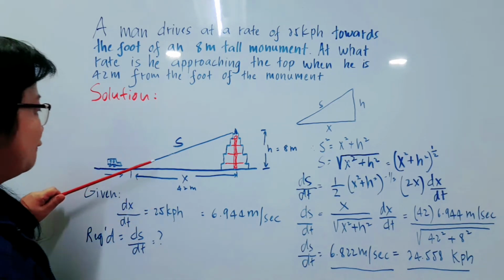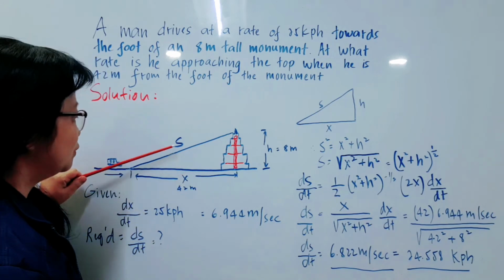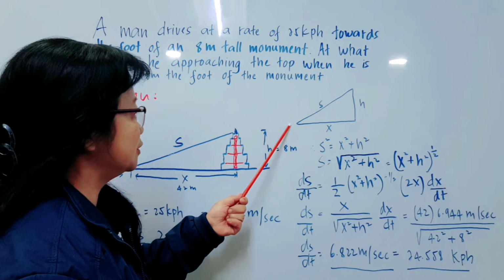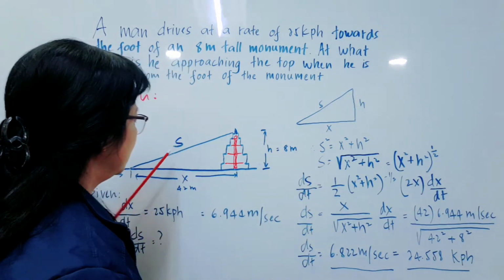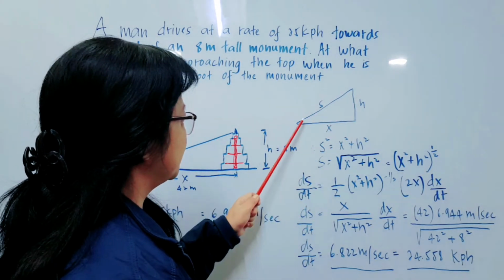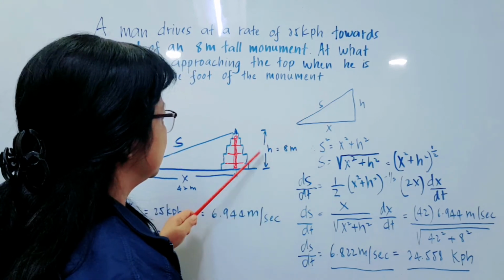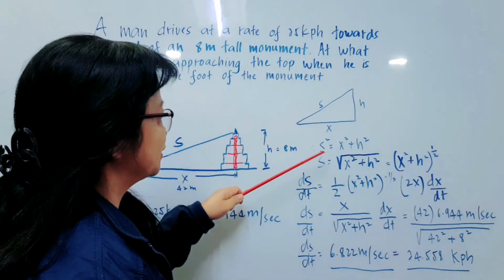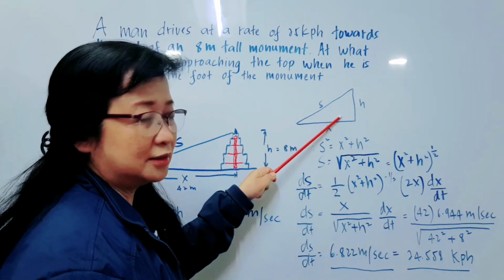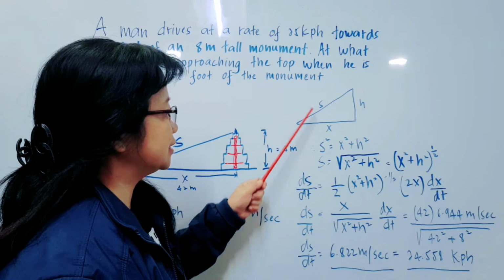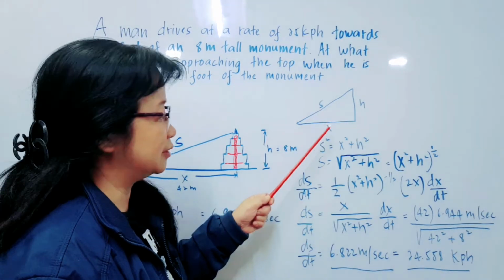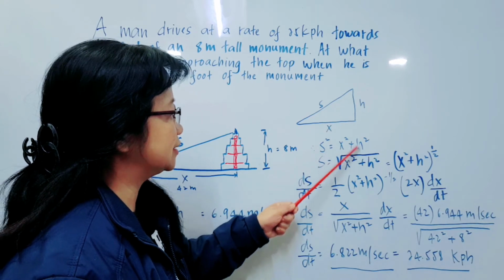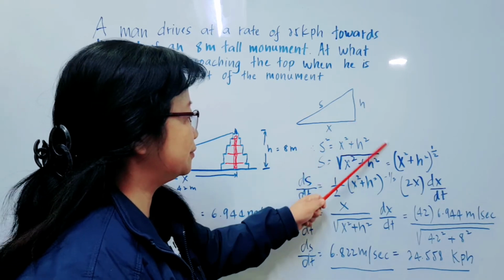Now here, from this diagram, we can solve s by making this a triangle. We separate it here: this is the s, this is the height, and this is the x. From this diagram, using the Pythagorean theorem, s squared is equal to x squared plus h squared. This is the formula.